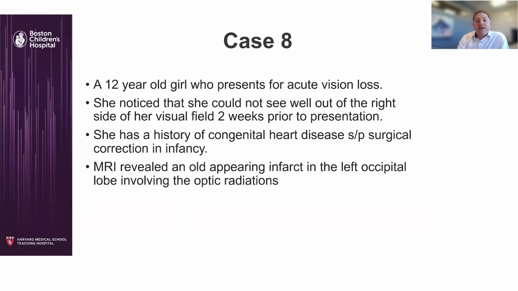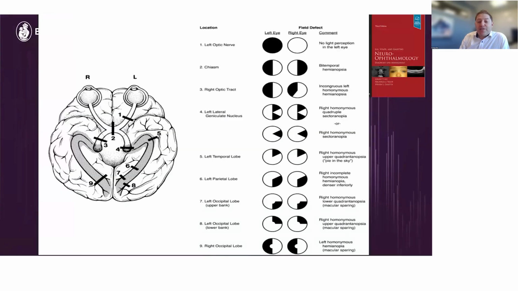And the last case, this was a 12-year-old girl who presented for acute vision loss. She noticed that she could not see well out of the right side of her vision for the past 2 weeks. She has a history of congenital heart disease that was corrected in infancy. And an MRI revealed an old-appearing infarct in the left occipital lobe, but that extended into her left optic radiations. So now we're talking about back here, on the left side.